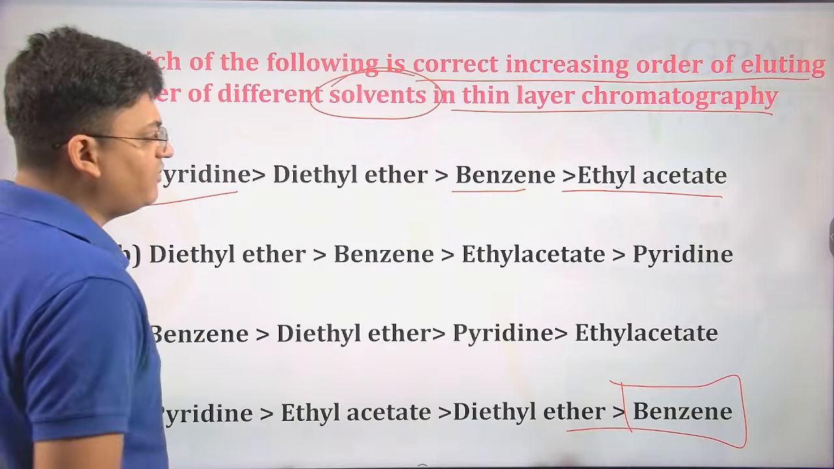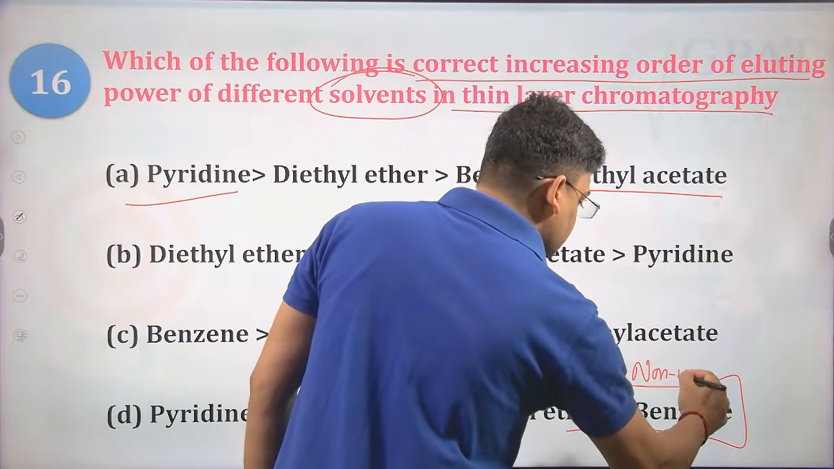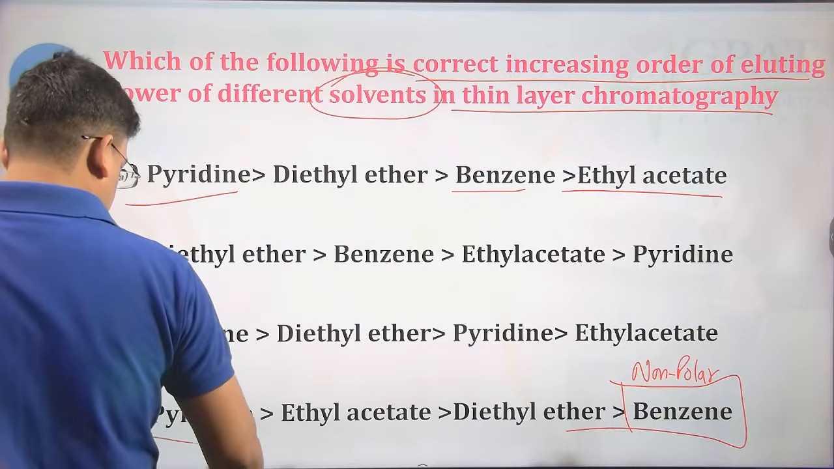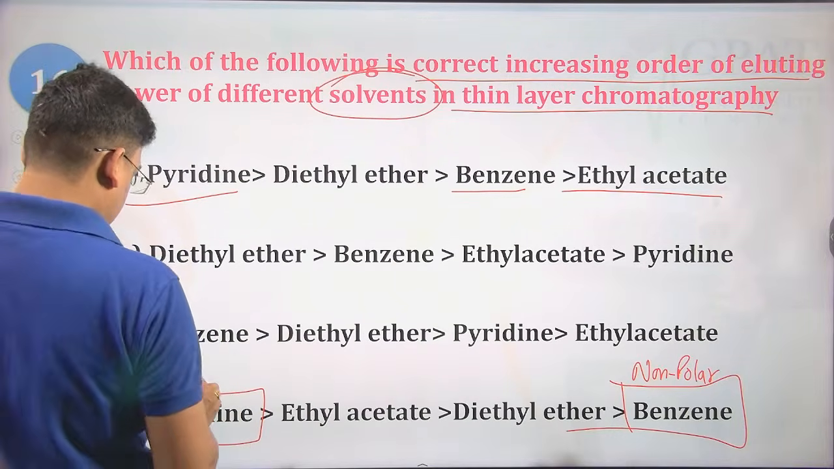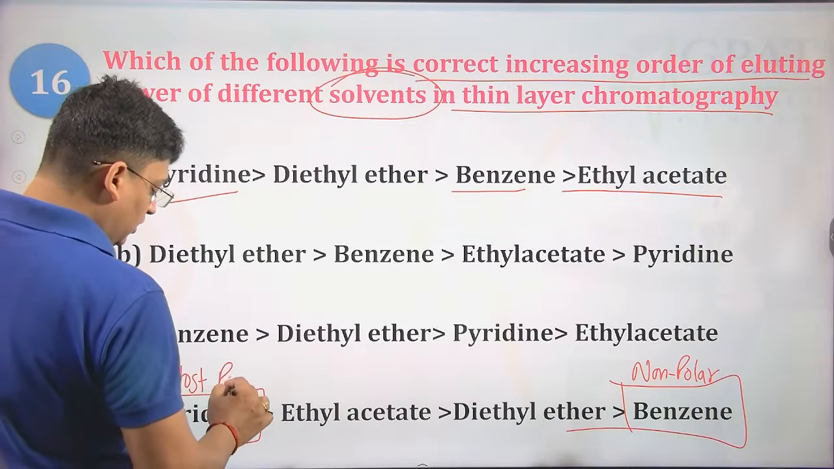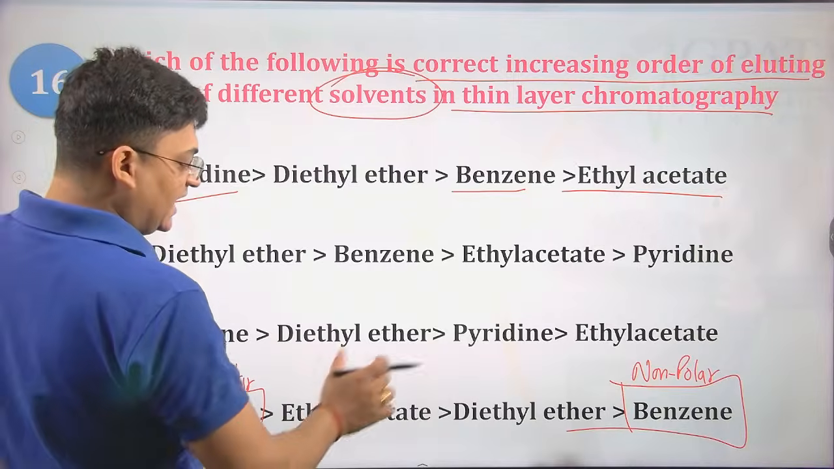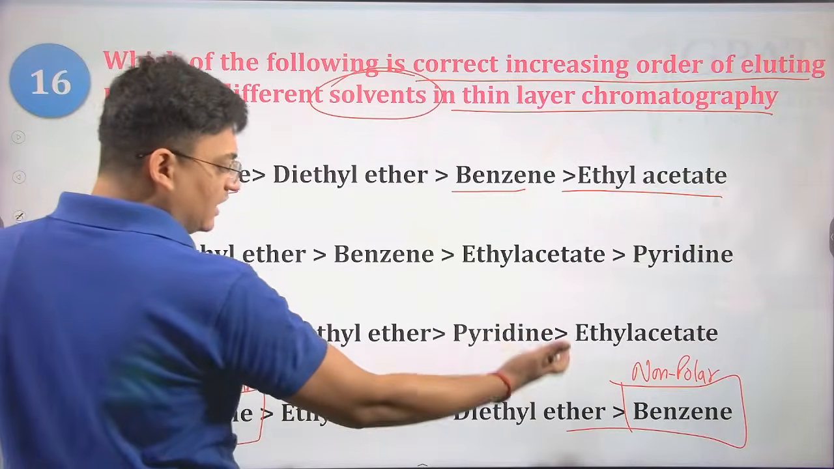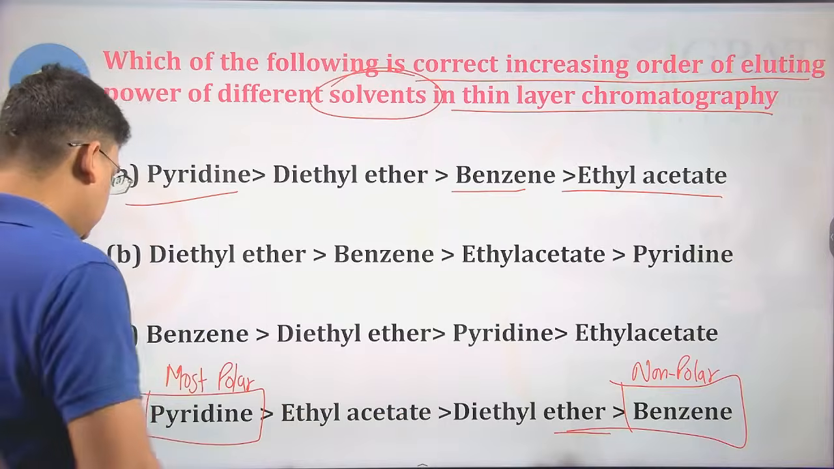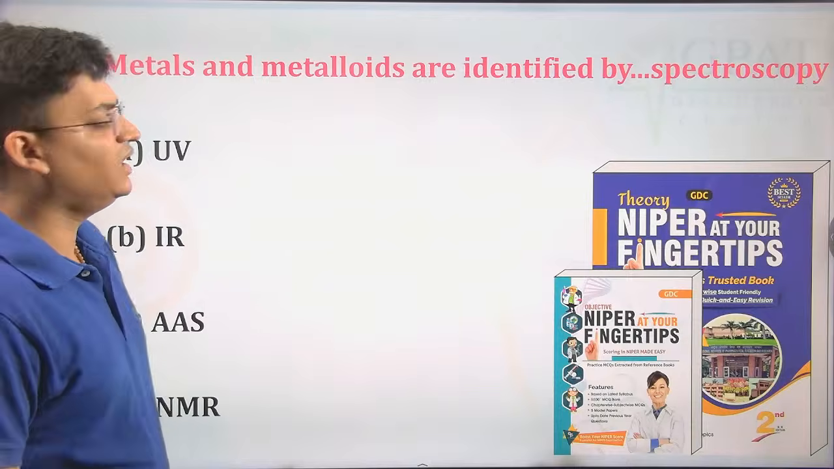So because of the non-polar nature of benzene, this has to be the least eluting power, and pyridine, because it is the most polar, will have the highest eluting power. So after the pyridine we will be having ethyl acetate, yes, that is correct, and then diethyl ether. Ethers have a bit lower polarity than the acetate, that is correct. So D option is the right one. Yes, that is correct. D option is the correct answer.